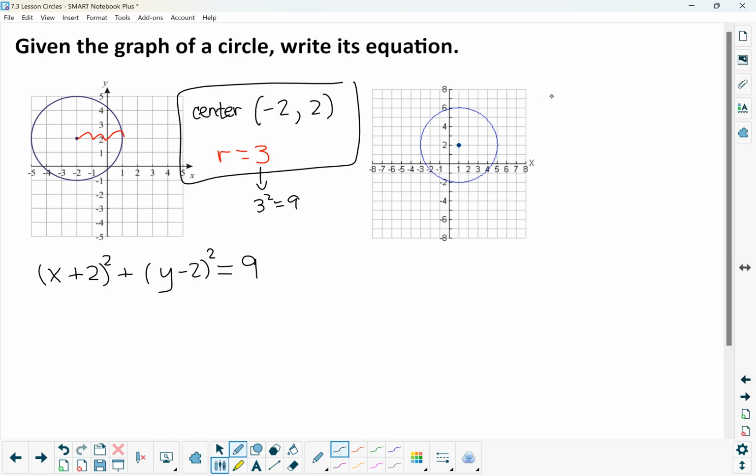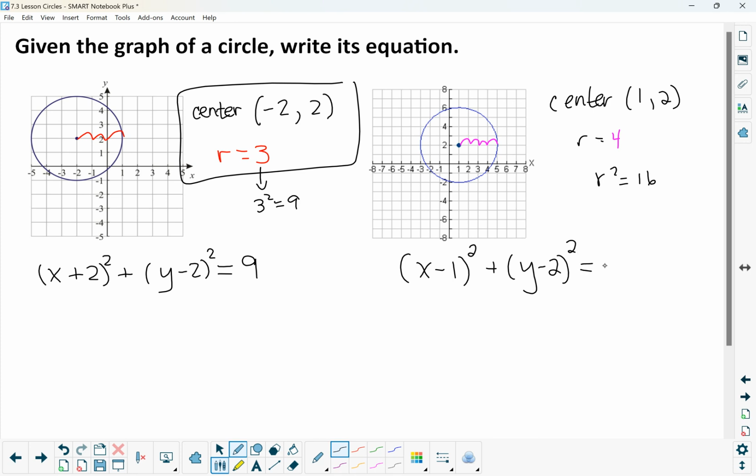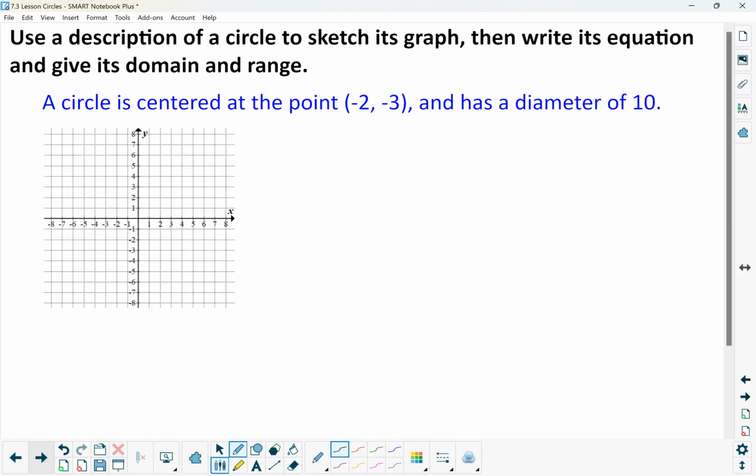Okay, this circle has a center at 1, 2, and the radius, if I count that out, 1, 2, 3, 4, the radius is 4. That means in the equation, I'm going to see the number 16. So our equation looks like x minus 1, we do our power of 2, plus y minus 2 with a power of 2, and that's going to be equal to the radius squared, which is 16.